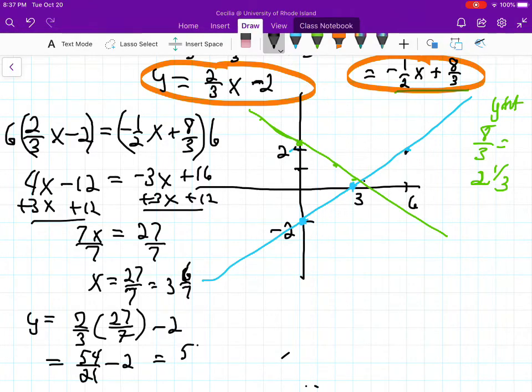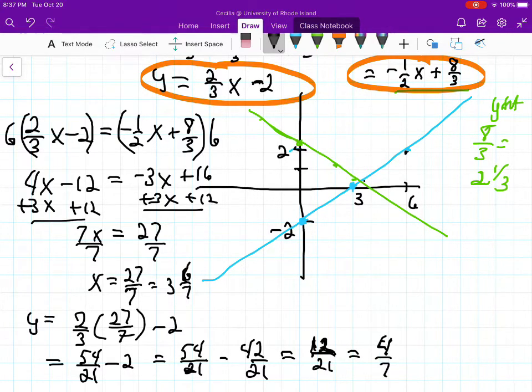So we're just going to have to get a common denominator. So it's going to be 54/21sts minus, and 2 times 21 is 42. So 42/21sts. And then we're going to go ahead and simplify this and get that this is equal to 12/21sts. Okay, now 3 does factor out of both the numerator and denominator, so we can get 4/7 out of this.